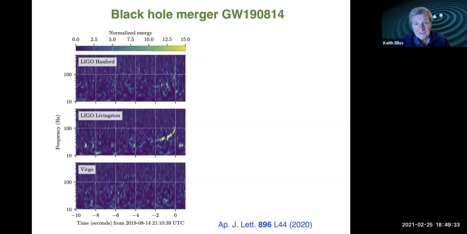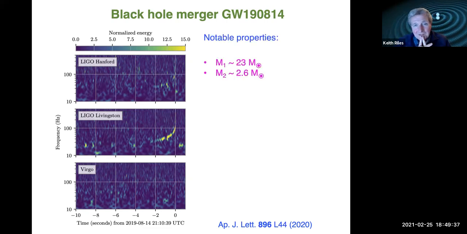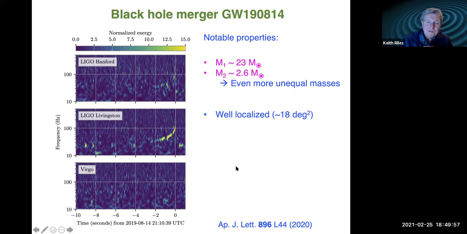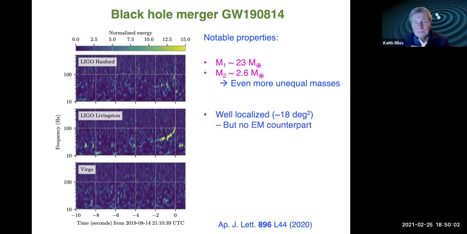And we were really excited about that until we saw this event, which had even more unequal masses. Here we have almost a factor of 10 difference between the masses, 23 versus 2.6 solar masses. And of course, one of these masses is quite light. In fact, you might be surprised to see a black hole with a mass like that. It was well localized, had a very high signal to noise ratio, so we're able to see where it might be on the sky, but no electromagnetic counterpart was seen. And so that's also a potential clue as to the nature of this event.